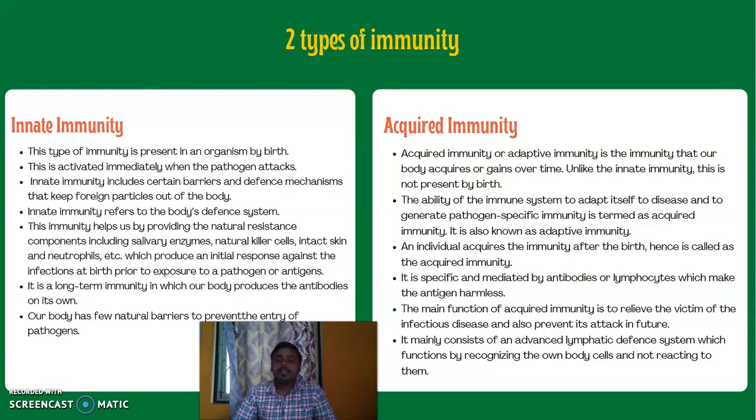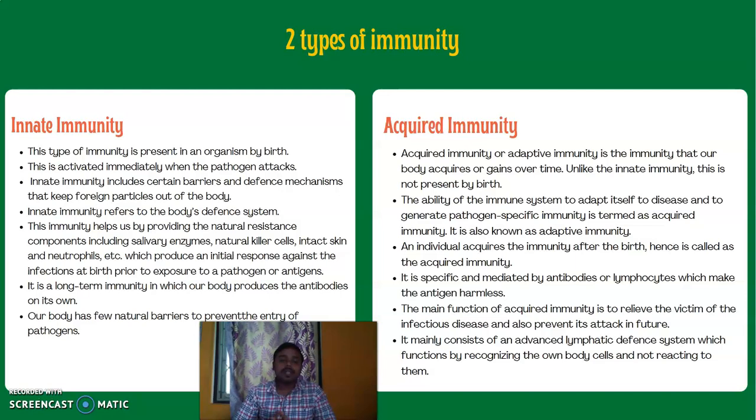The ability of the immune system to adapt itself to disease and to generate pathogen-specific immunity is termed acquired immunity. It is also called adaptive immunity. An individual acquires this immunity after birth, hence it is called acquired immunity. It is specific and mediated by antibodies or lymphocytes, which makes the antigen harmless. The main function of this acquired immunity is to relieve the victim of the infectious disease and also prevent its attack in future. It mainly consists of an advanced lymphatic defense system which functions by recognizing the body's own cells and not reacting to them.